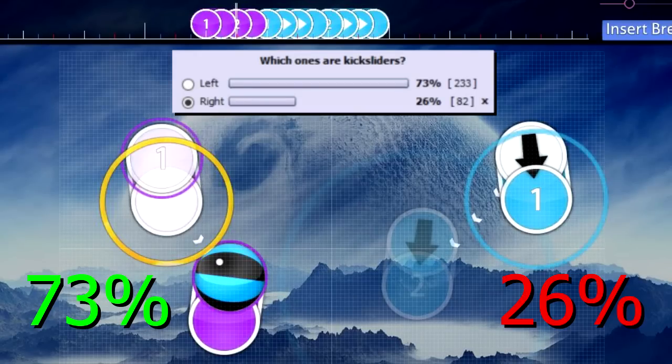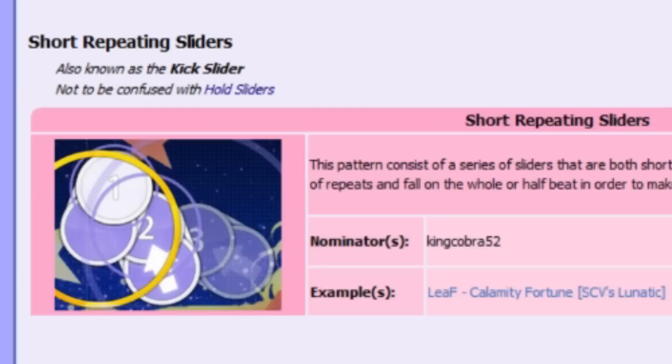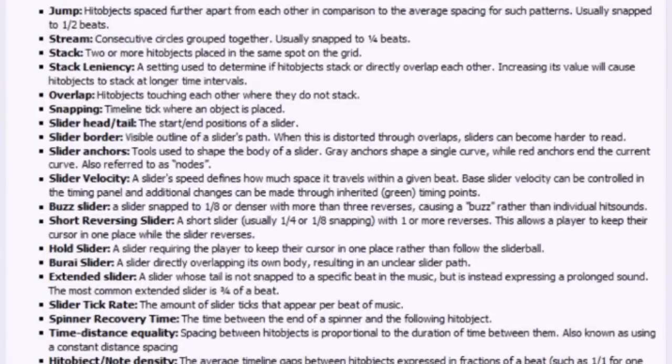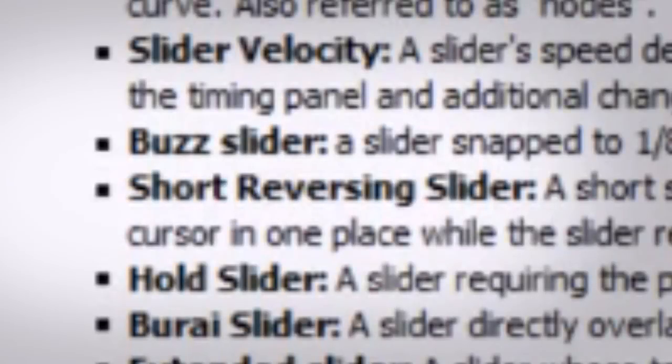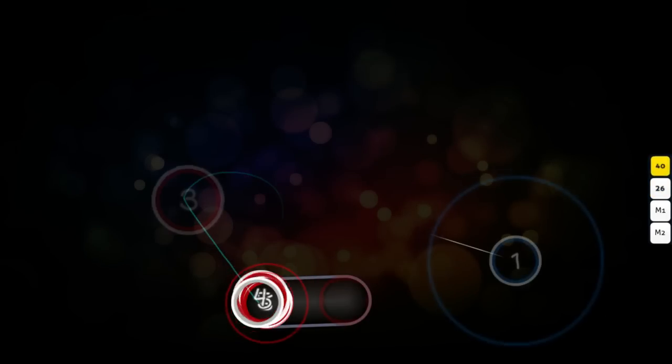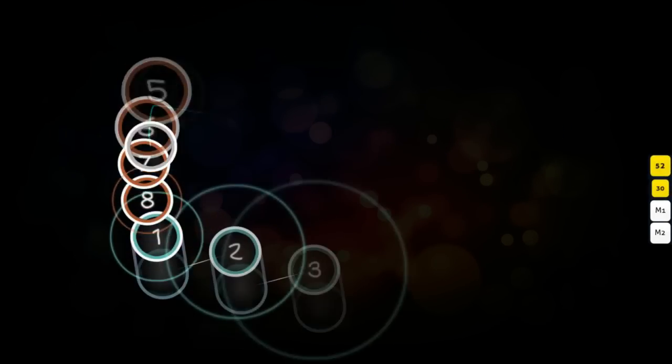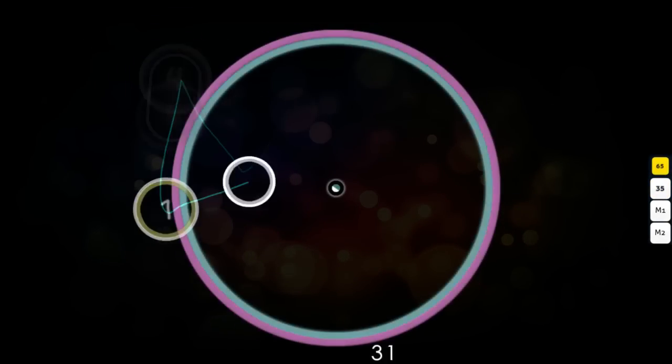A majority of voters actually believed kicksliders were normal 1/4 sliders, which would traditionally be incorrect. Because of this controversy, the ranking criteria's glossary avoided confusion altogether by opting for short reversing slider instead of kickslider. That problem was solved, but it still doesn't answer the question, what exactly is a kickslider?